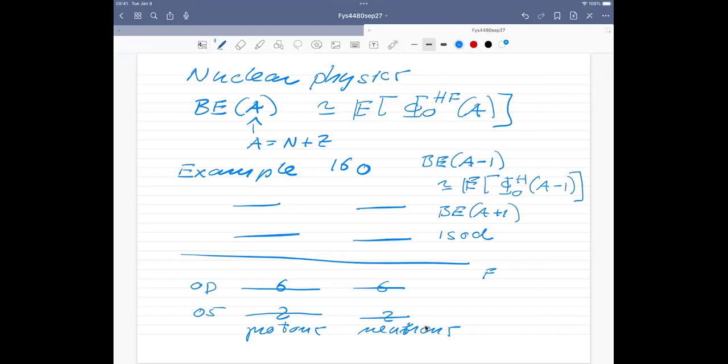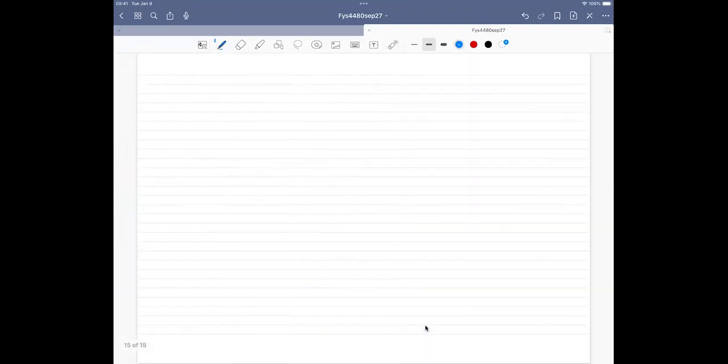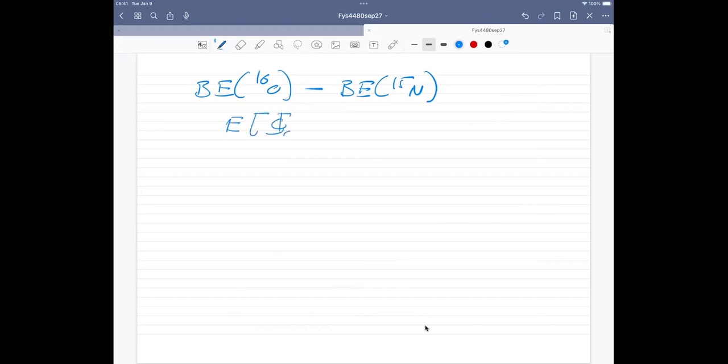Now, if you take the difference between the binding energy of oxygen 16 minus the binding energy of oxygen 15, these are the experimental values. And now I am going to approximate them with the energy of a Hartree-Fock calculation, where I run a Hartree-Fock for oxygen 16, but then I use the same basis. So this is not a Hartree-Fock calculation for nitrogen 15, but I'm using that formula which we put up earlier.